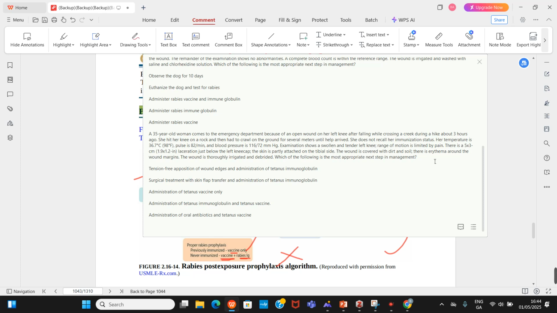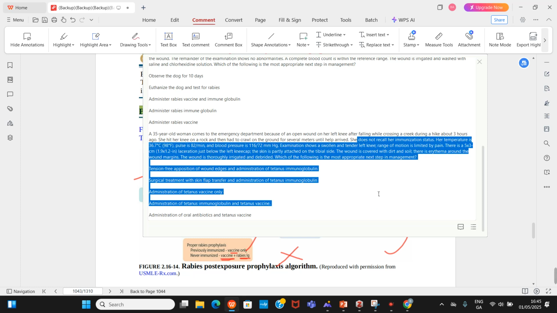So the first thing to do is to do what? What are we going to do first? Anybody from our algorithm? Check if it's a clean or dirty one. We'll check if it's clean or dirty. So which one is it? Dirty. Okay. So what's now the question we are going to ask ourselves? Vaccination. Immunization. Exactly. Now, this one does not recall her immunization status.